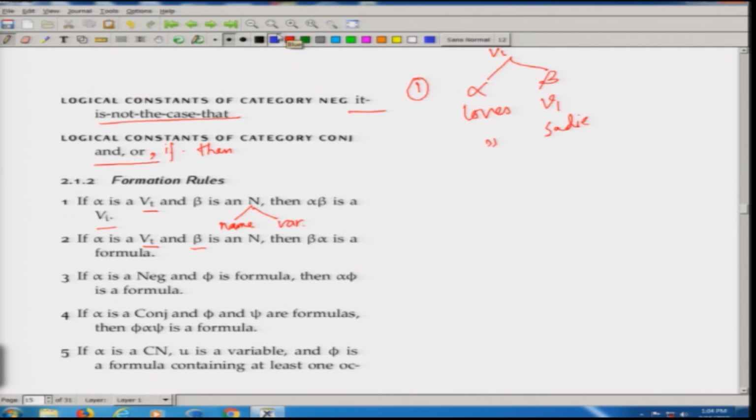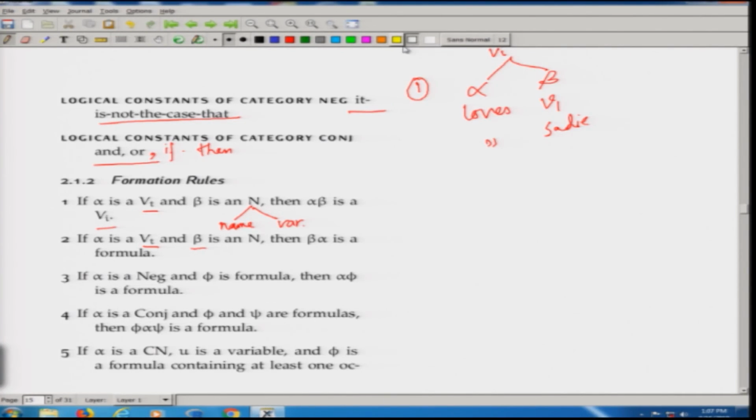What is rule 2? Then if alpha is a Vt and beta is an n, then beta alpha is a formula. So what does it mean? Once again, alpha and beta. There is a mistake I can see here. So actually this is not Vt, this is rather Vi. So I just correct it here. So anyways, now if alpha is a Vi, and beta is an n, then beta alpha is a formula.